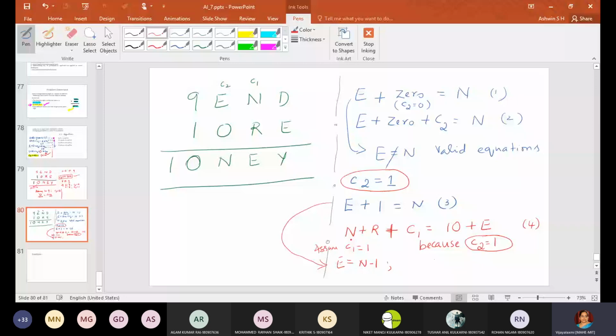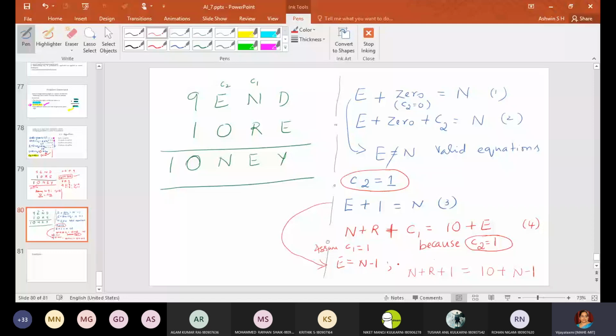Okay. So here I'll substitute N plus R plus 1 is equal to 10 plus N minus 1. Again, I am telling you people, you may try with the 2 equations. One, assuming C1 is equal to 0, you can proceed. Second, you assume C1 is equal to 1 and proceed. Both cases are possible, but only one condition will give you the right answer.